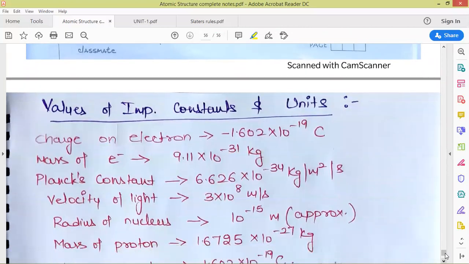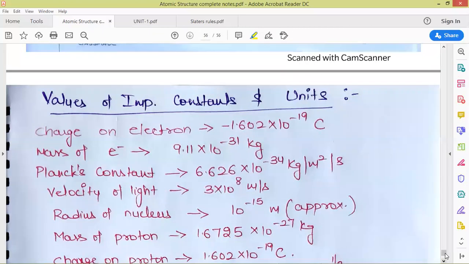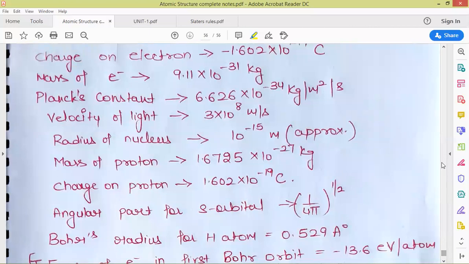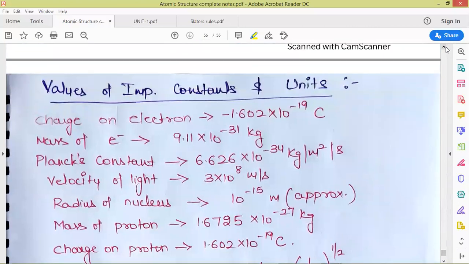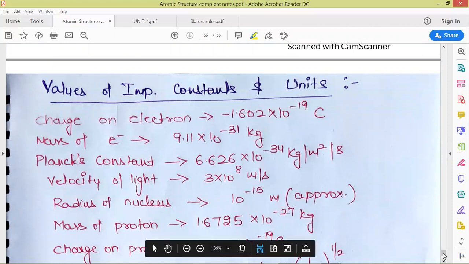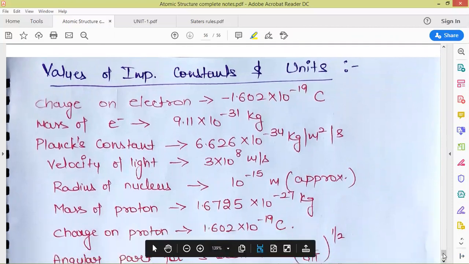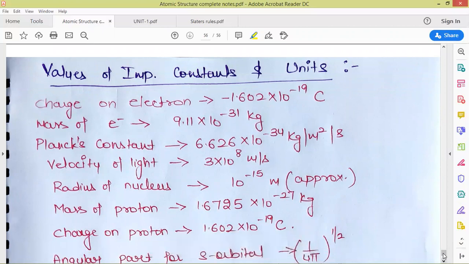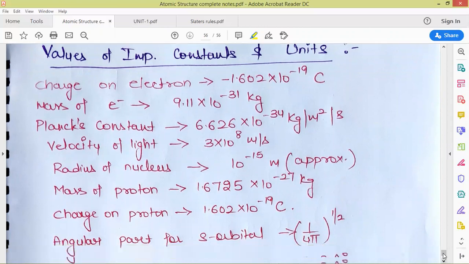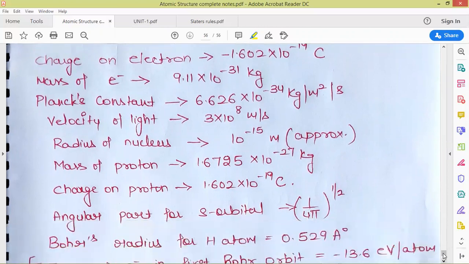So next we are left with Slater's rule, which we'll be discussing in the next lecture. These are the values of some constants which are very important from the point of view of the first few videos which we have covered, that is atomic structure. We have done the orbital part, we have done the quantum part where the Schrödinger wave equation has been discussed. So these are the values of constants which you are to memorize to solve the numericals or to attempt the theoretical part.